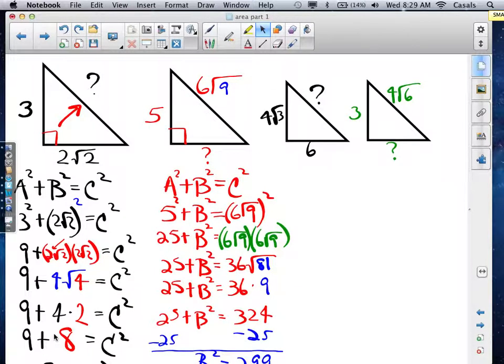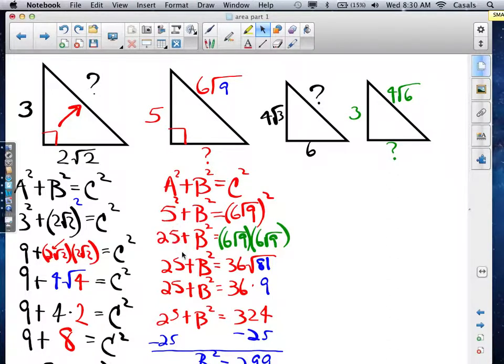Let's take a look at another situation here. Again, I have a right triangle, and they give me one leg. I'm missing the other leg, and in this instance, they give me the hypotenuse. So again, I have to use the Pythagorean theorem. Here it is right here. We know that this side here is always going to be c, and this, let's just make this a. So I'm going to have a squared, which is 5 squared, plus b, which I don't know, is equal to the hypotenuse, which is 6 times the square root of 9, squared.